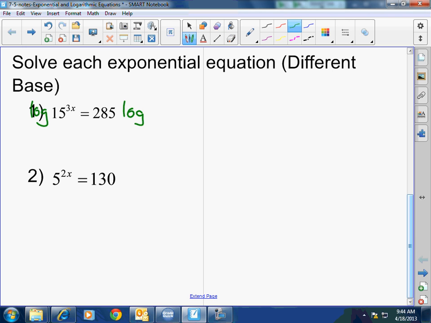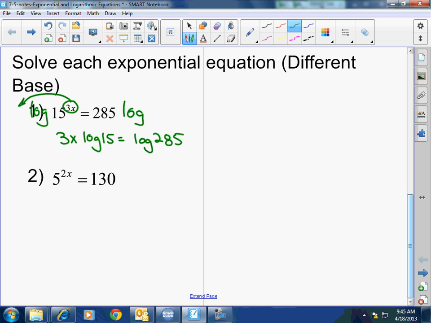When I take the log of both sides, remember, whatever I do to one side, I do to the other. When I apply the log to both sides, doesn't this 3x go to the front? Because whenever I have a power, isn't that represented in log format as a multiplication? So I'm going to have 3x log of 15 equals log of 285. And now, very similar to the change of base, you're going to love this right now.